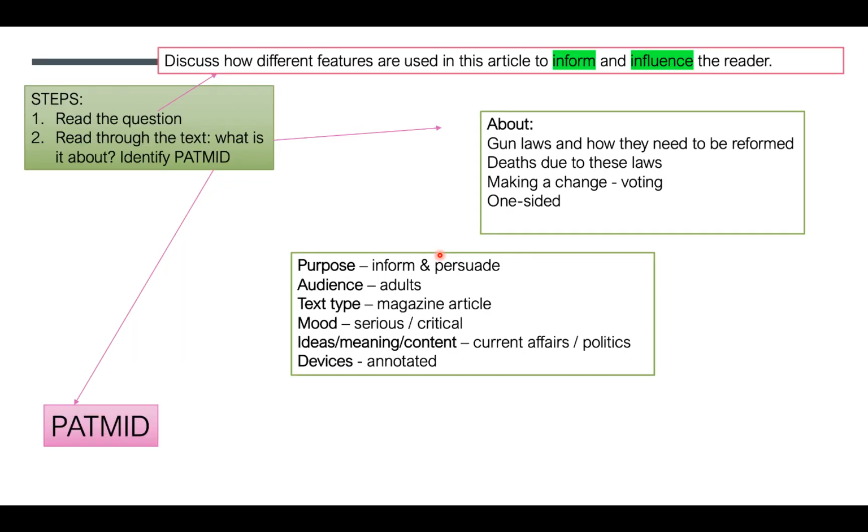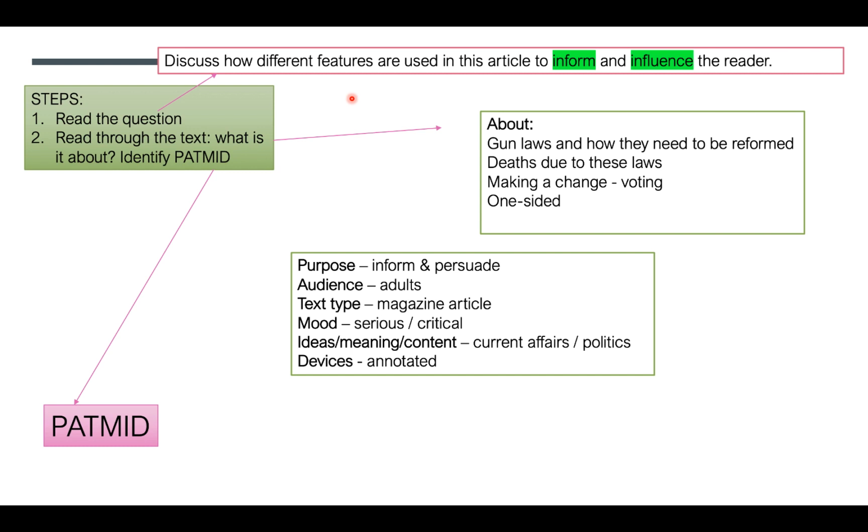So just so you've got an idea, this is what I'm going to be commenting on in terms of the example for today. The first thing that I did, I'm going to go through the same steps that I'm suggesting for you. So this is the question here. Discuss how different features are used in this article to inform and influence the reader. And you'll notice that I've highlighted inform and influence because those are important words. They're really going to guide my response here.